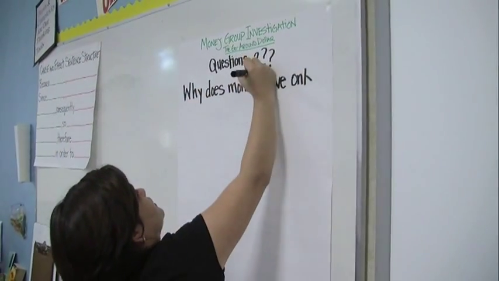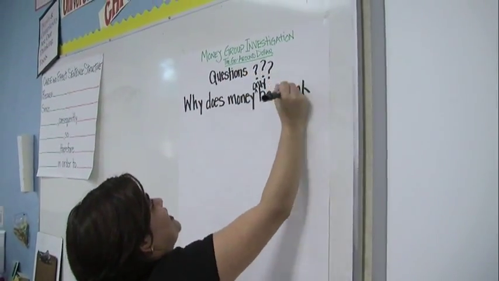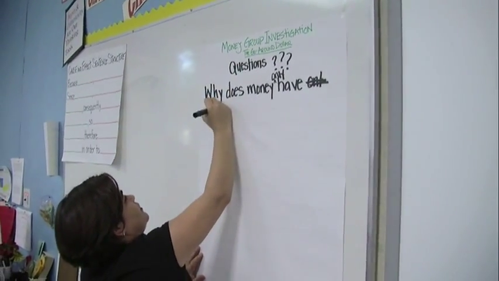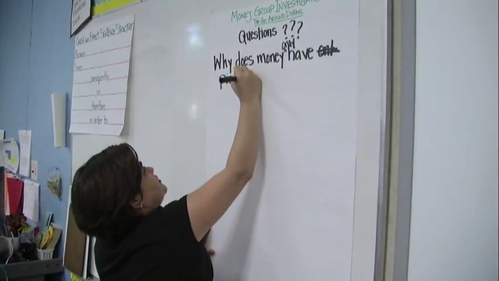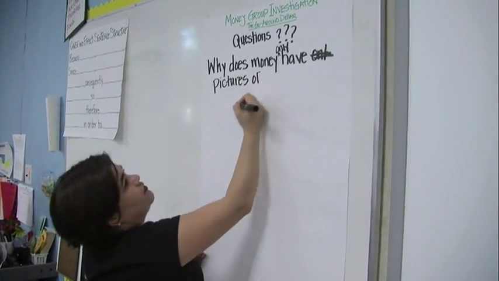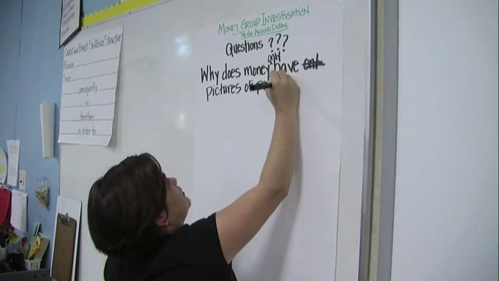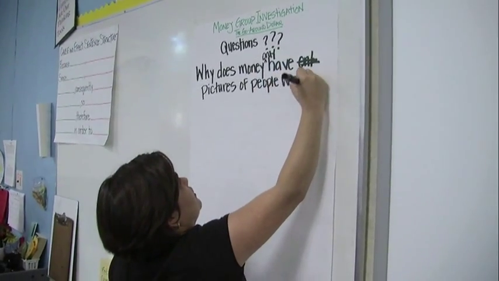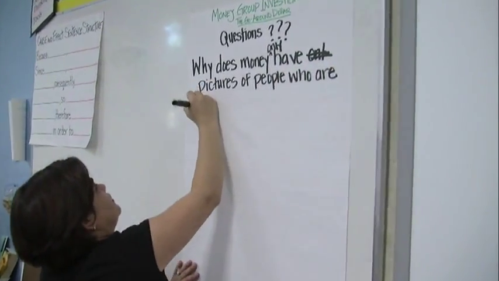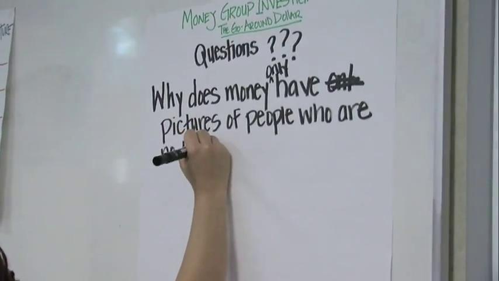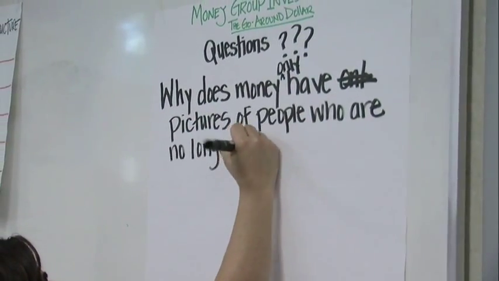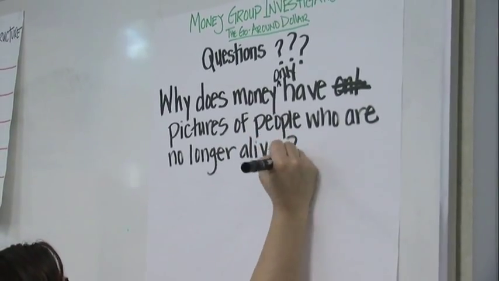Why does money only have pictures of people who are no longer alive? Excellent, Kai. Next question. Omar, come on up here, my love.